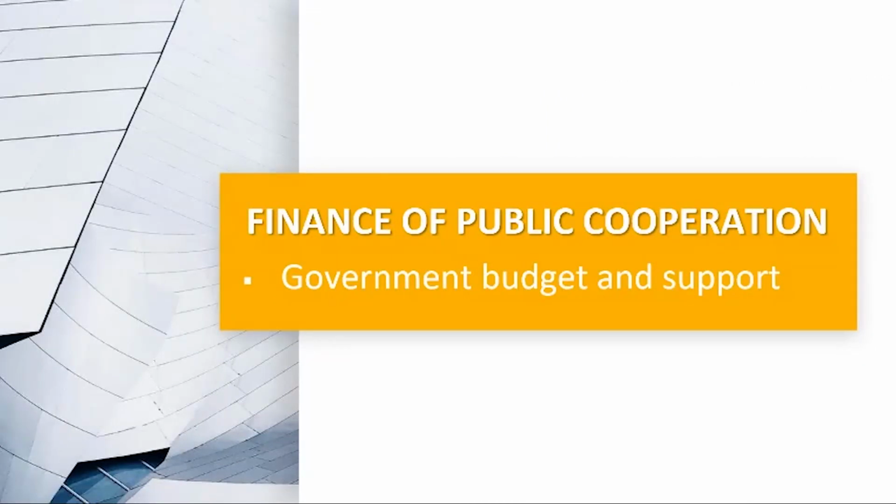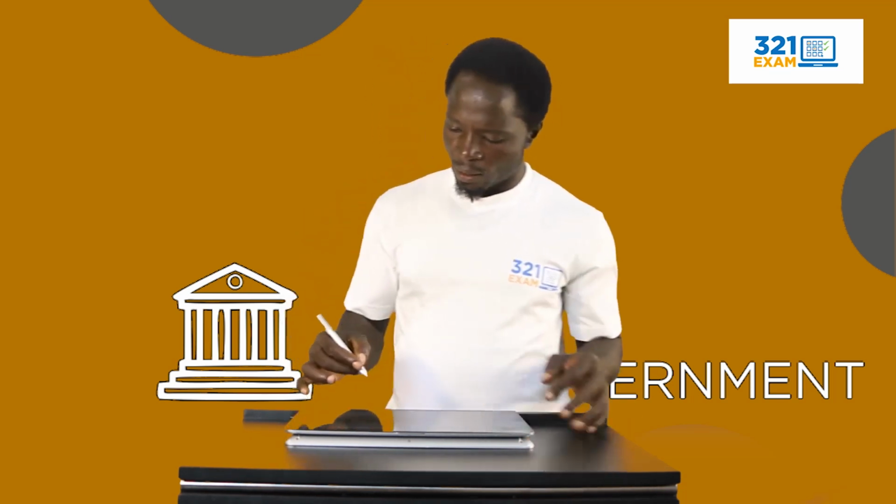Next, we are looking at finance. Finance of public cooperation. How do they get their money? Since we said it is government-owned organization and they provide services very cheap, are they not making profit? Let's look at it. Number one of the sources of finance of public cooperation, we said we have government budget and support. Very, very important. Now, governments do support public cooperation through their budget.